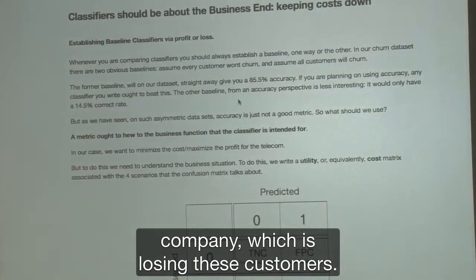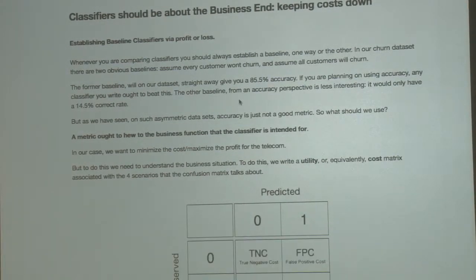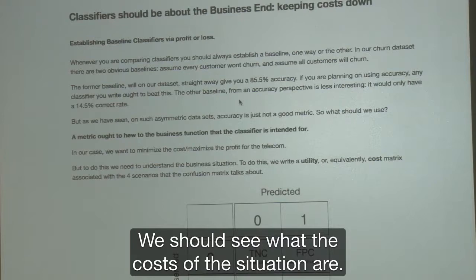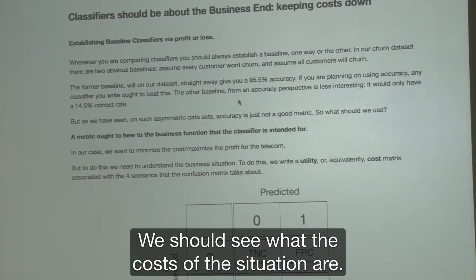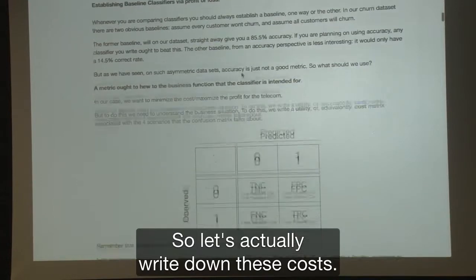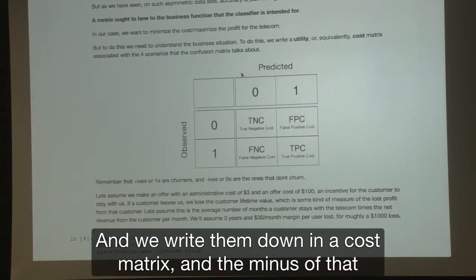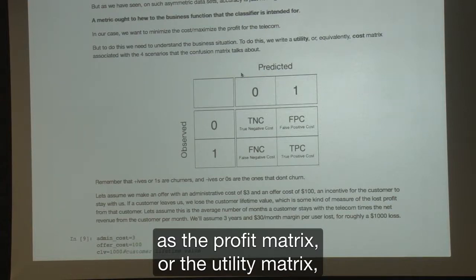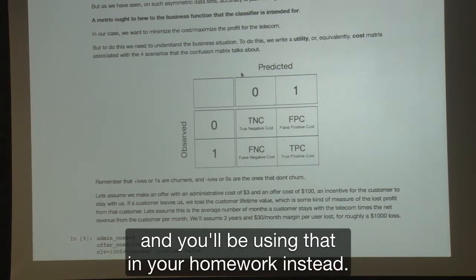We'll stop talking about the cancer problem right now and think about this from the perspective of this telecom company which is losing these customers. We should see what the costs of the situation are. So let's write down these costs, and we write them down in a cost matrix. The minus of that is the profit matrix or the utility matrix, and you'll be using that in your homework instead.